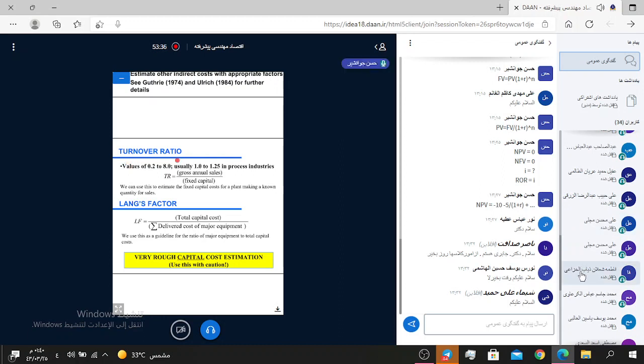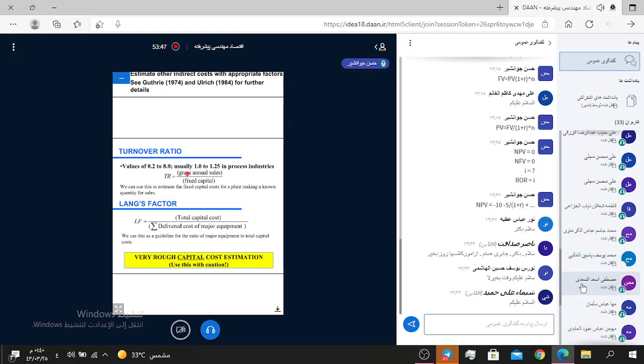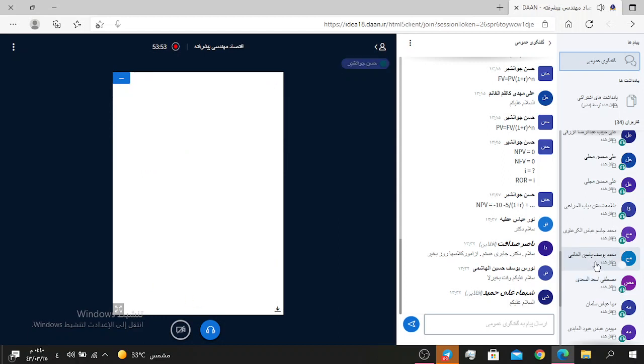Turnover rating. Value of 0.0.228.0 usually needs to be taken. This is a work factor. Manipulated.